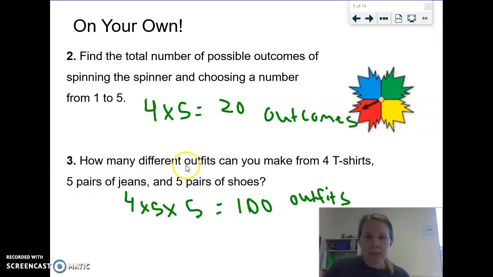For number 3 then, again, you're doing the outfit kind of thing. So you're taking your 4 shirts times the 5 jeans times the 5 pairs of shoes. And this time you would get 100 different outfit choices. So that'd be like, I have the blue shirt on, blue jeans, and the blue shoes. Or I could do the blue shirt, the blue jeans, the red shoes, and so on.